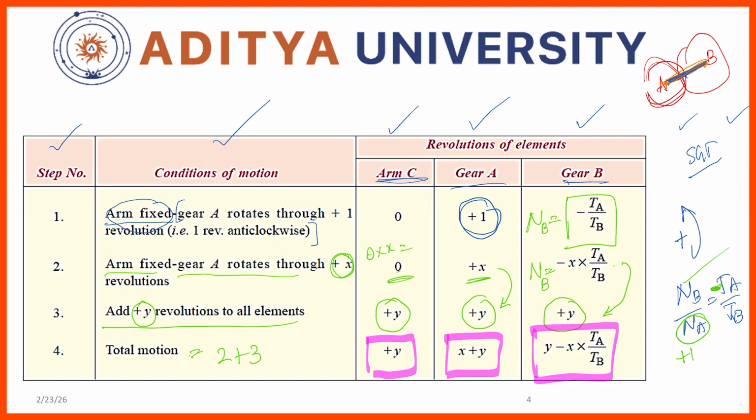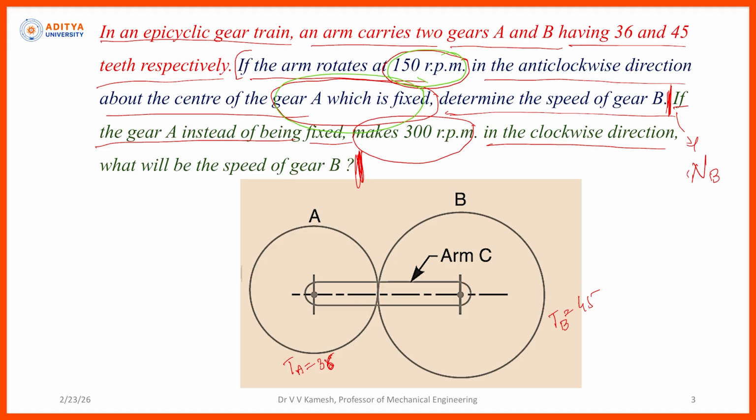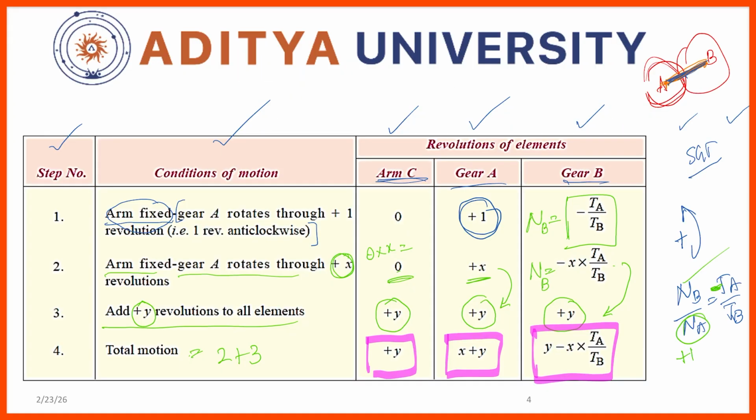After finding the final equations in the fourth row, then we need to go back. What are the conditions given? Until then, we need not worry about the conditions given; what I need to find, finally, is the velocity only, right? Okay, what is the condition? Arm rotates at 150 rpm, right? So arm C will rotate at 150 rpm. What is the direction? Anti-clockwise. So anti-clockwise means plus. So y is equal to plus 150 RPM.